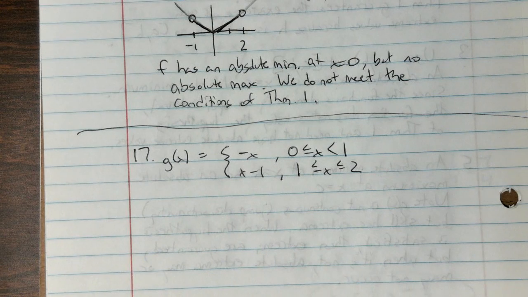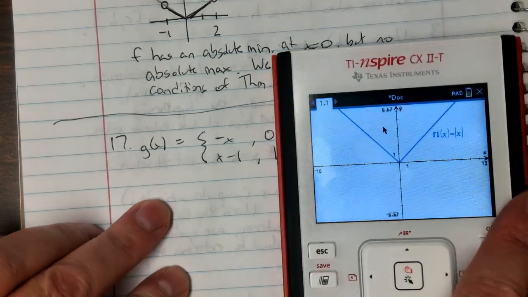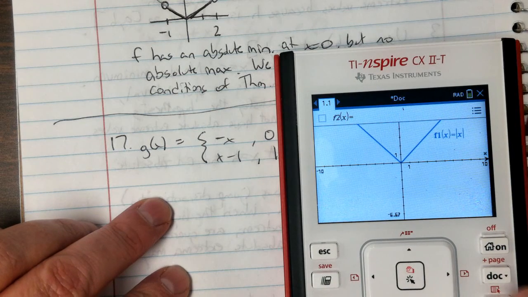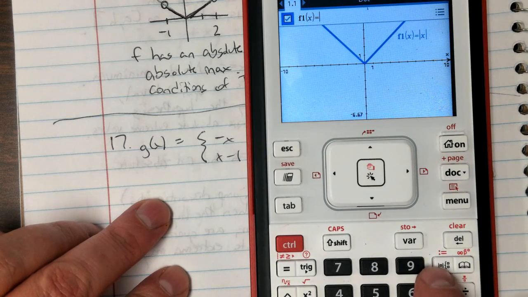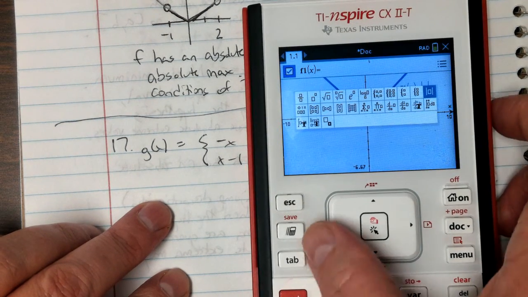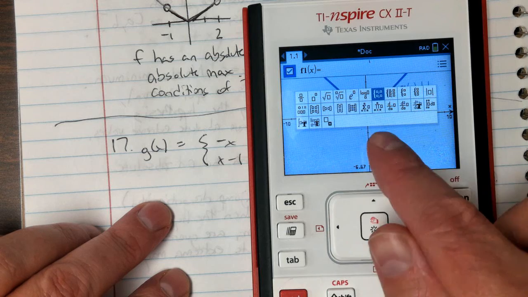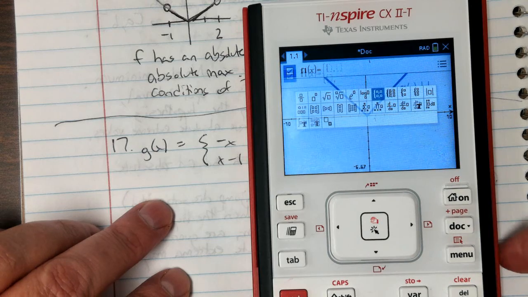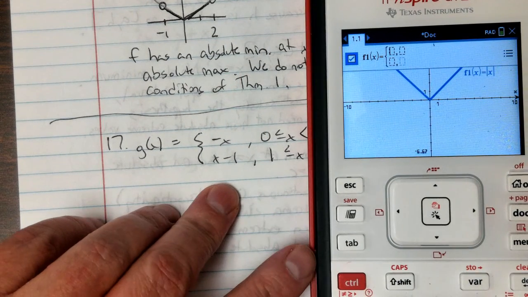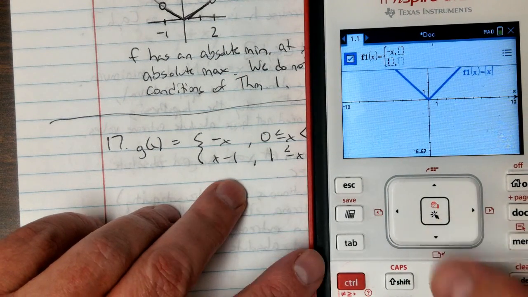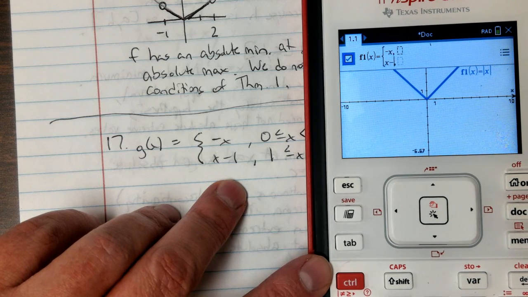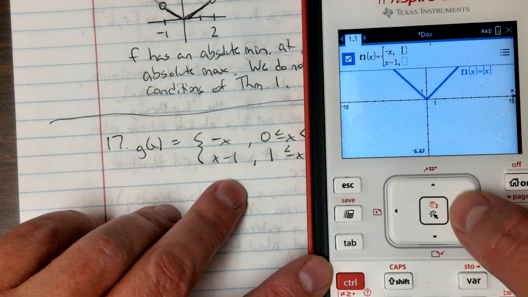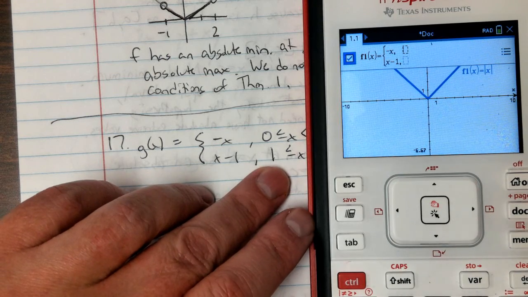So let's go ahead and try putting this in the calculator. To start with, we're going to press this button, and we need the one with 2 conditions and 2 expressions, so that's the 2 by 2, so to speak. And first we have negative x, and then we have x minus 1. Okay, those are the 2 functions, and then we need 0.